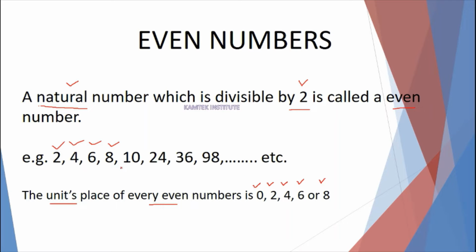एग्जाम्पल, हमारे पास नंबर 10 है, इसकी यूनिट प्लेस पे कौन सा नंबर है? इट इज 0, सो इट इज एन इवन नंबर. अभी नंबर 24 है, उसकी यूनिट प्लेस पे कौन सा नंबर है? वी हैव गॉट 4, so it is again an even number. Then 36 की यूनिट प्लेस पे नंबर है 6, so it is again an even number. And 98 has 8 in the unit place, so again it is an even number. So this is what we do and how we find even numbers.